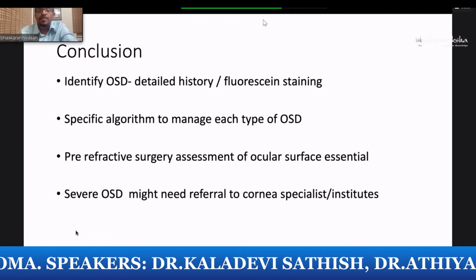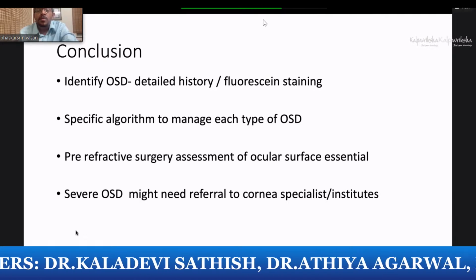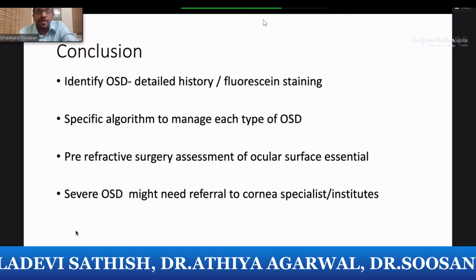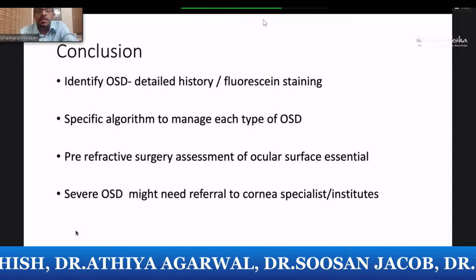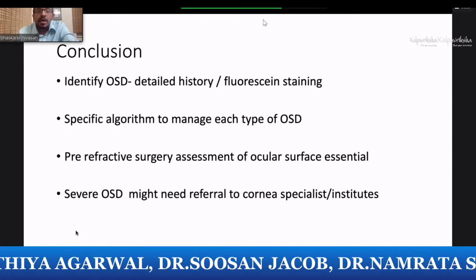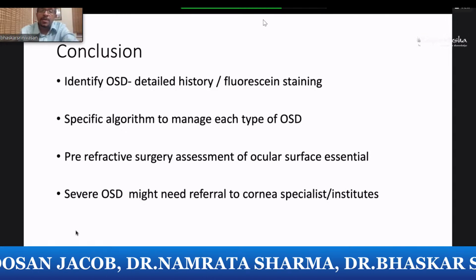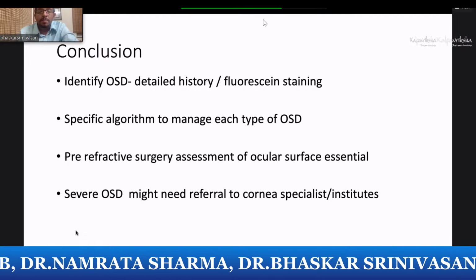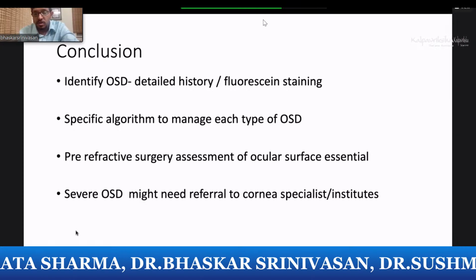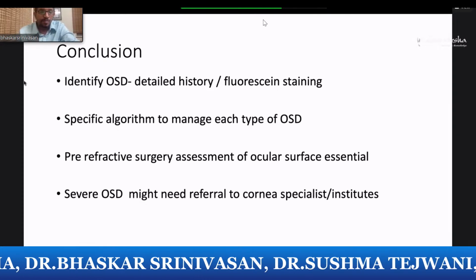A detailed history, especially a fluorescein staining, helps us to identify and ascertain the extent of the damage. A specific algorithm is required to manage each type of disease. Pre-refractive surgery assessment of ocular surface is essential. And if you have a patient with severe OSD, it might be better to refer them to a cornea specialist or to an institute. Thank you.